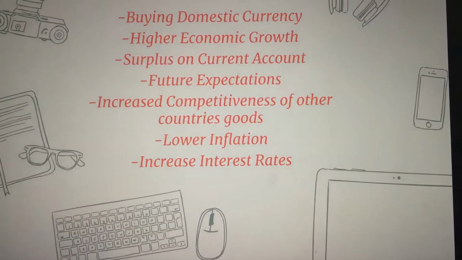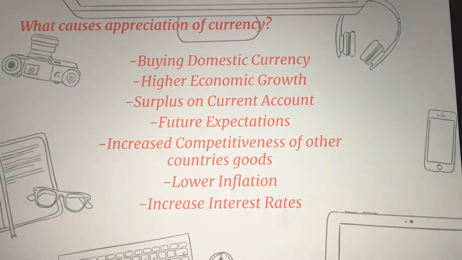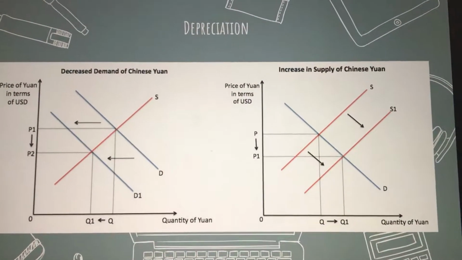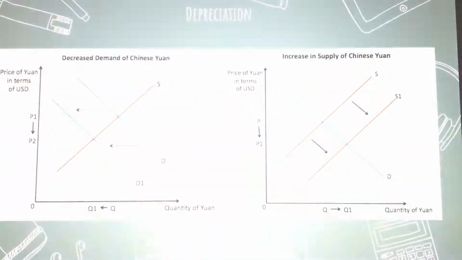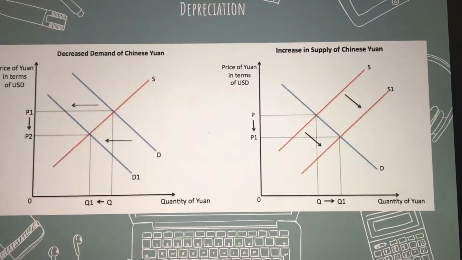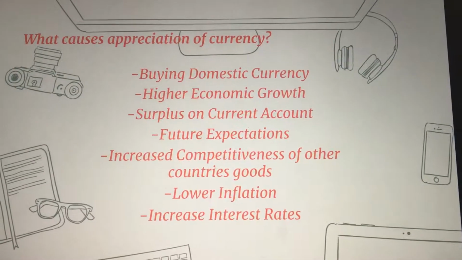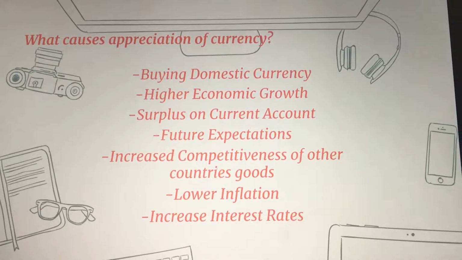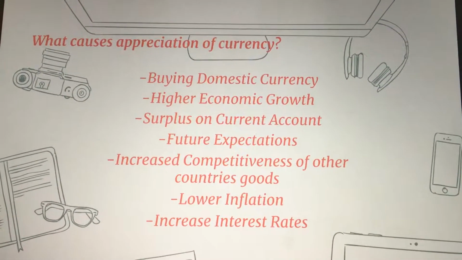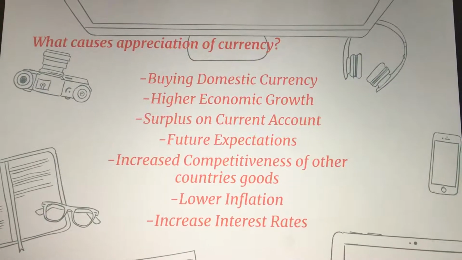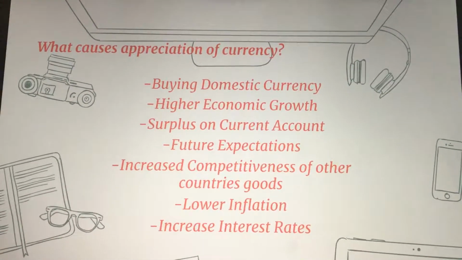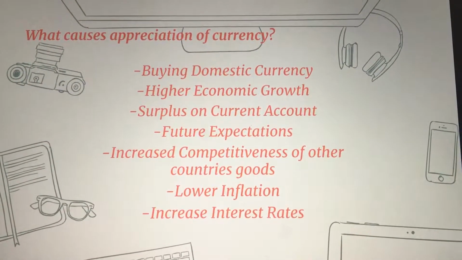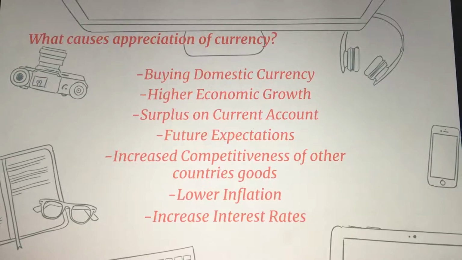So another thing is causes. It's really easy to go through this and say, oh yeah, this happens because of the decreased demand, increased supply, and the same in this one. But why does this happen? What are some causes? And I think it's important to go into that. So what causes appreciation of currency? Buying domestic currency, higher economic growth, surplus on the current account, future expectations of the buyers, increased competitiveness of other countries' goods, lower inflation, increase in interest rates. So those are all things that could appreciate the currency.